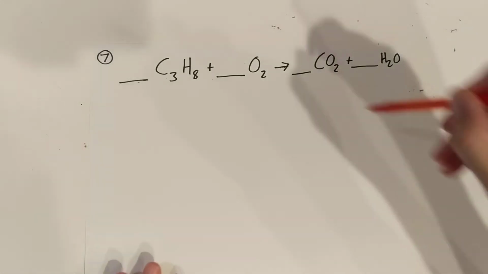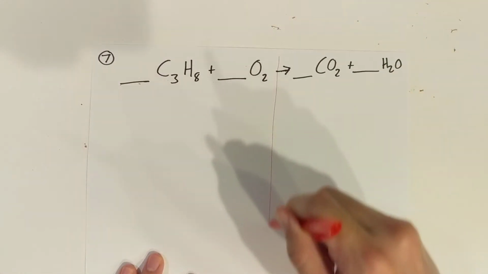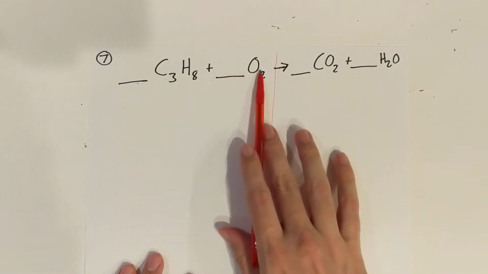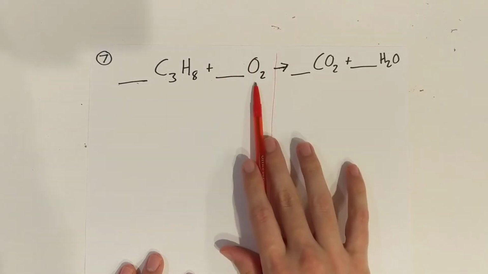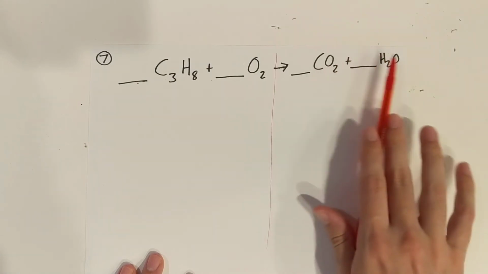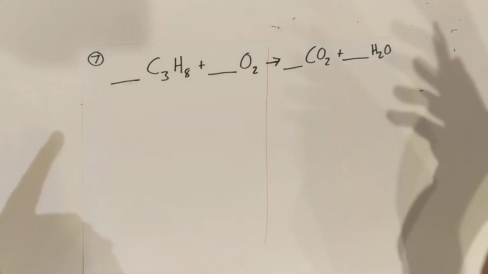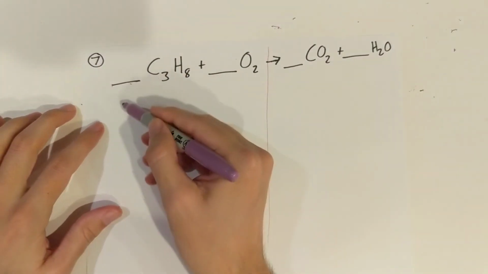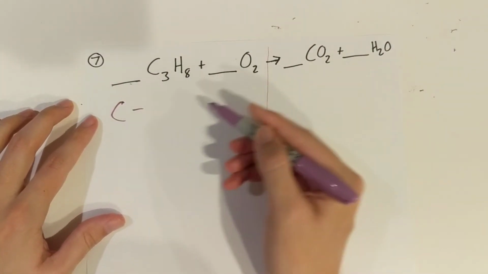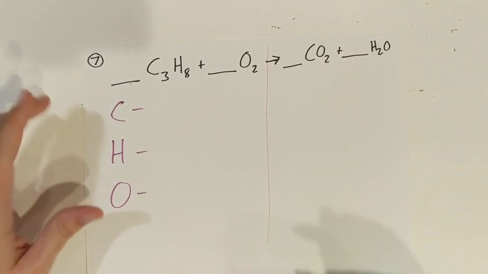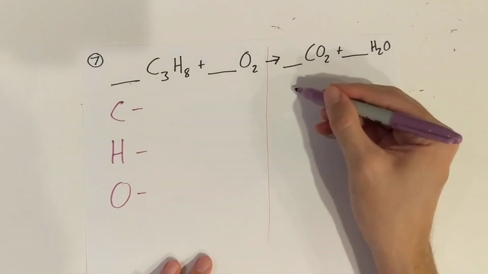All right, taking a look at question number 7. This is a type of combustion. So you can see we got propane here going through combustion because we can see it's reacting with oxygen. And we have carbon dioxide and water as the products. All right, so let's write all those down. We got carbon here, we got hydrogen, and we got oxygen. And we got all those on both sides.